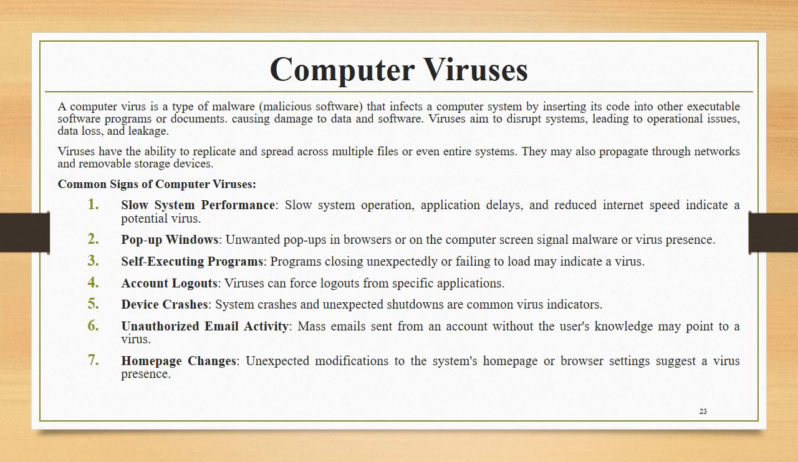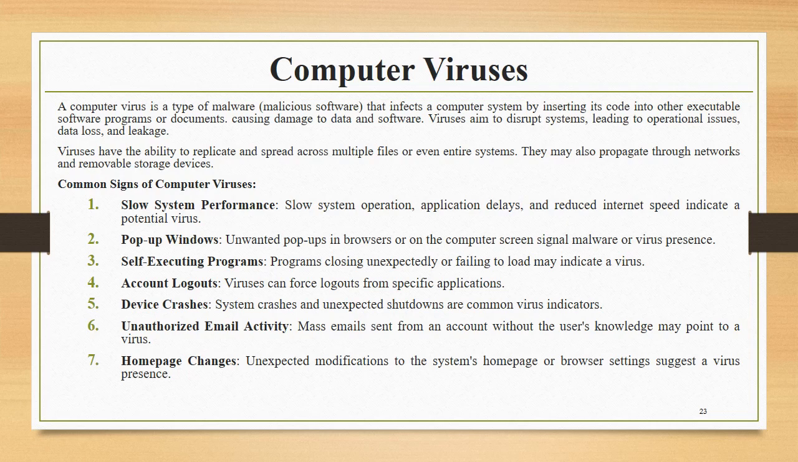Common signs of computer viruses: 1. Slow system performance, slow system operation, application delays, and reduced internet speed indicate a potential virus. 2. Pop-up windows, unwanted pop-ups in browsers or on the computer screen signal malware or virus presence. 3. Self-executing programs, programs closing unexpectedly or failing to load may indicate a virus. 4. Account logouts, viruses can force logouts from specific applications.